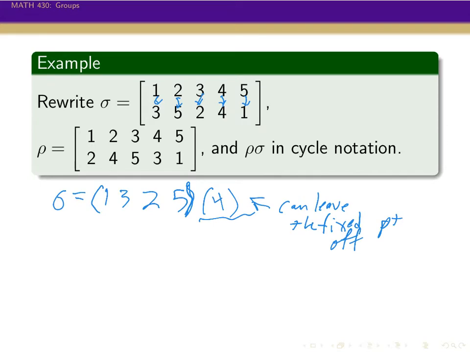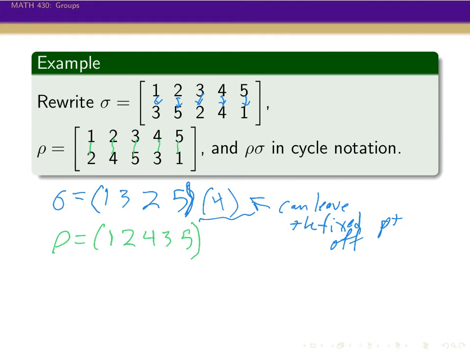Okay. What about rho? So rho: 1 gets sent to 2, 2 goes to 4, 4 goes to 3, 3 goes to 5, and then 5 goes to 1. And so we close that off. So rho is just a single 5 cycle. We can think about sigma as just being a single 4 cycle because we're dropping off the 4 at the end, and it's just (1 3 2 5).